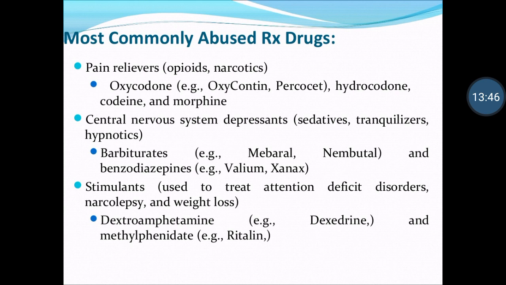The first group is the pain relievers, that is opioids or narcotics, used as painkillers. Oxycodone, OxyContin and Percocet are known by brand name. Then hydrocodone, codeine and morphine are also pain relievers. Next are central nervous system depressants, meaning sedatives and hypnotics, barbiturates, benzodiazepines. Then stimulants for narcolepsy and weight loss, such as dextroamphetamine and methylphenidate. They are controlled drug substances, very highly dangerous.